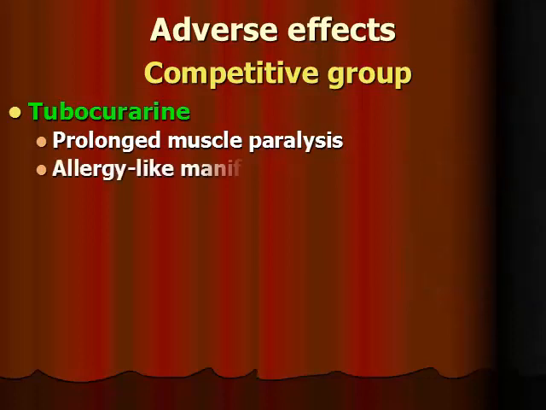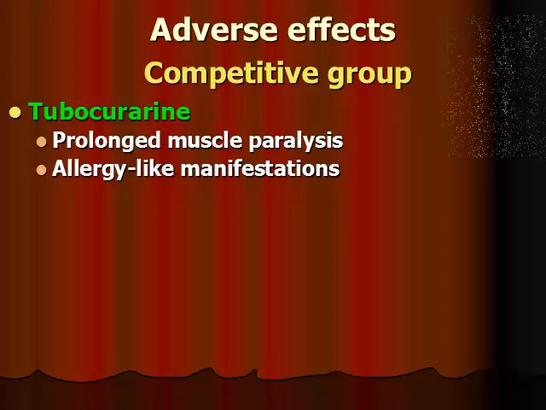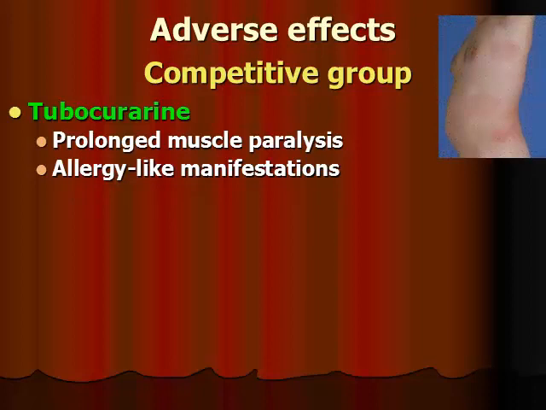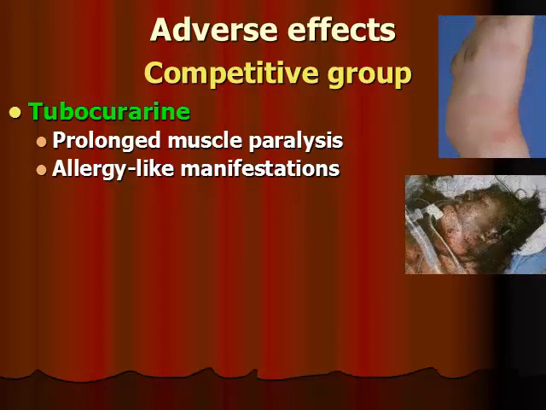The second one results from the alkaloid nature of the drug. It can release histamine from its binding granules, leading to manifestations similar to allergy. These manifestations may be minor, in the form of skin rash, or may be serious, in the form of bronchospasm, especially in asthmatic patients.